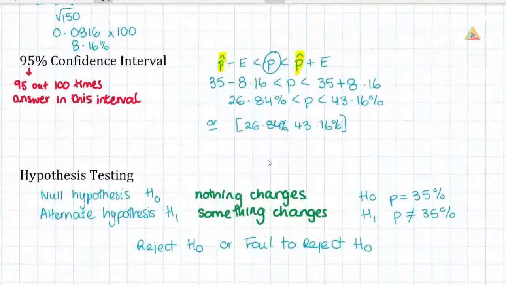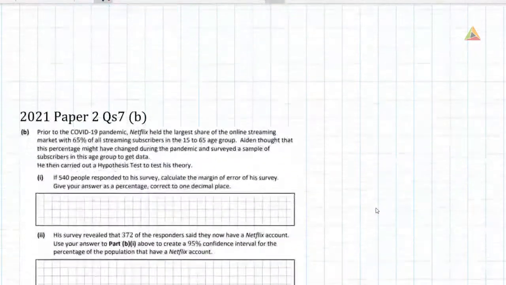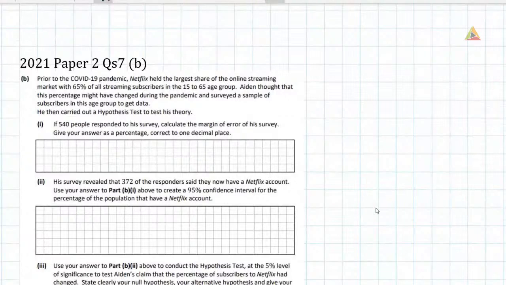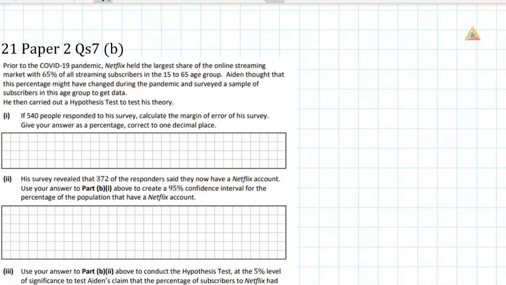And then to use our hypothesis testing, we're going to have H0 and H1. Sometimes people use HA, and that's absolutely acceptable as well for your alternate hypothesis. So we're going to look at a couple of questions from the papers. So the first question here is 2021, paper 2, question 7, part B.